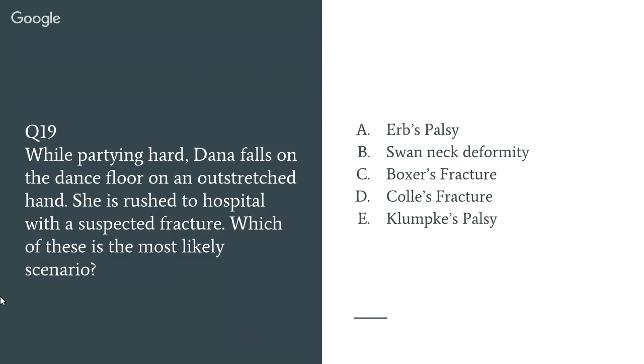Moving on. While partying hard, Dana falls on the dance floor on an outstretched hand. She's rushed to the hospital with a suspected fracture. Which of these is the most likely scenario? What was the answer? Colles, nice. So up the front, we had D, Colles fracture.